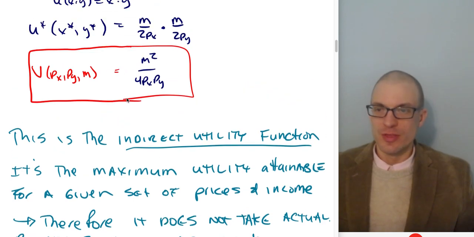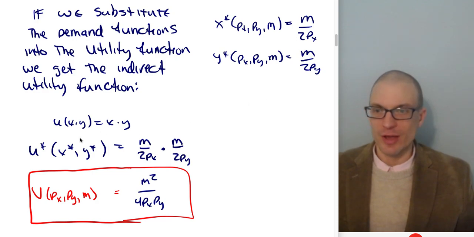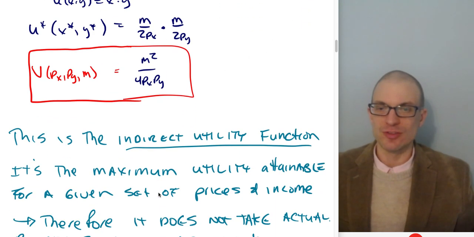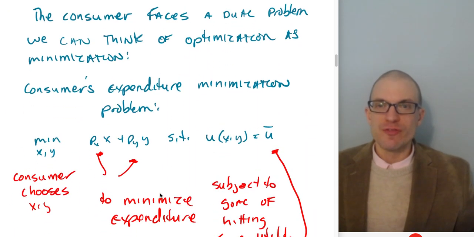So the value function is where you take the objective and you evaluate it at the solution. So here the value function is the indirect utility function. I've just taken my X star, my Y star, plugged this in here, and then cleaned up, and I've got my indirect utility function.